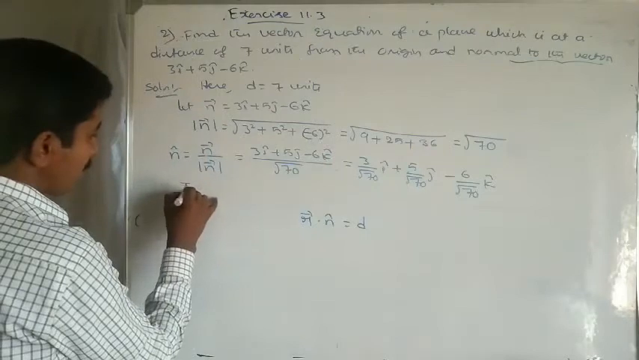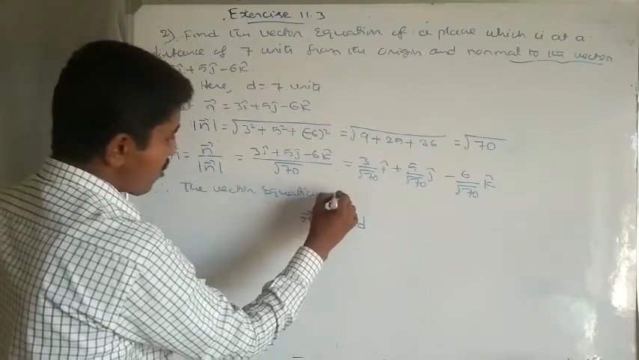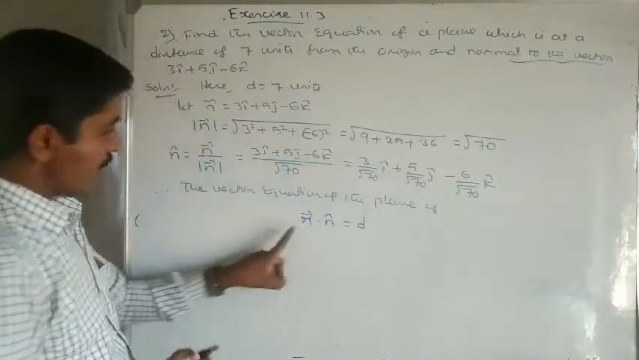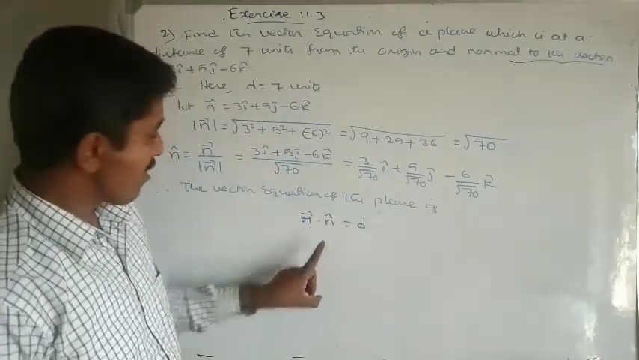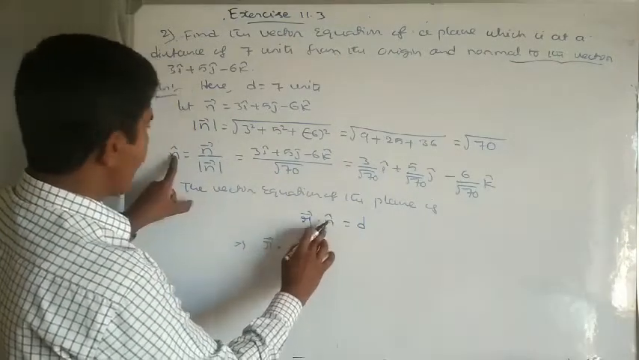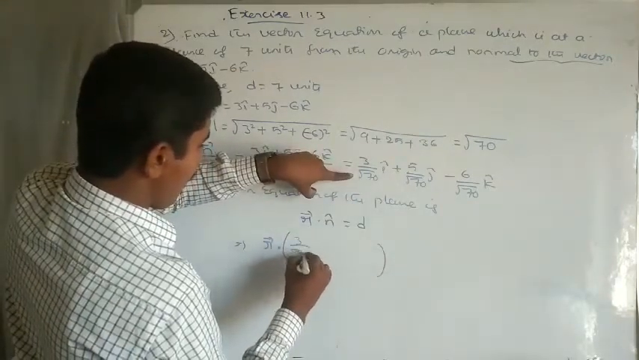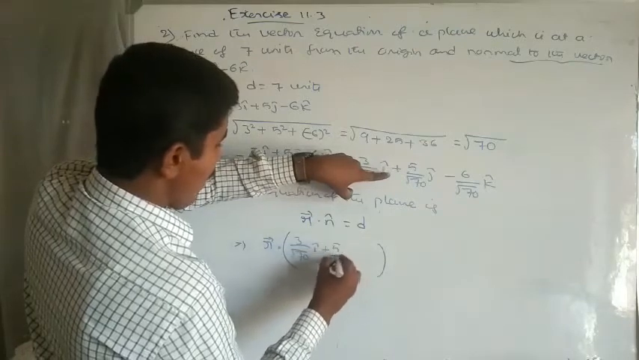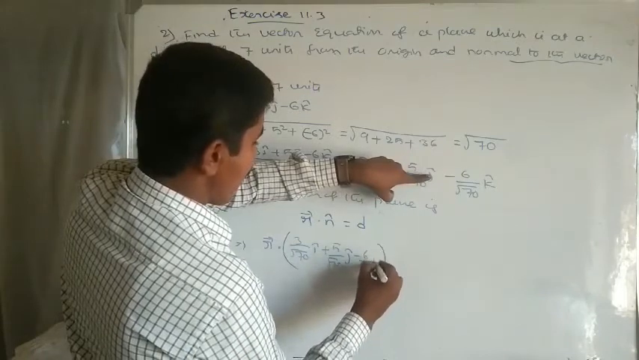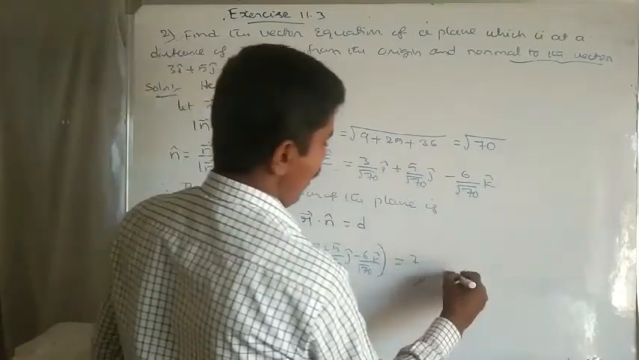Therefore, the vector equation of the plane is given by vector r dot n cap is equal to d. Substituting n cap and d: vector r dot (3 by root 70 i cap plus 5 by root 70 j cap minus 6 by root 70 k cap) is equal to d. D equal to 7, which is the required equation.